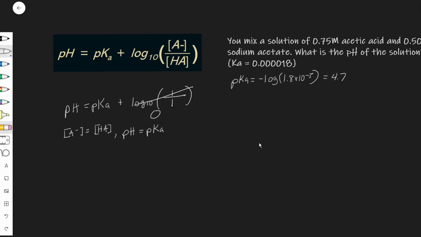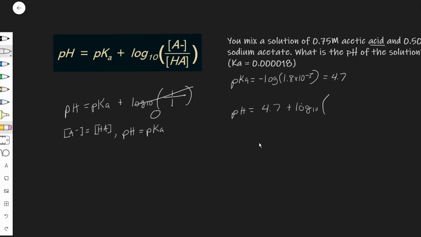So we know A minus, HA, pKa. pH is the thing we don't know. So let's say pH equals our pKa, 4.7, plus the log 10 of our A minus over HA. Now, which one is A minus? Acetic acid is going to be your acid, and then your sodium acetate is going to be your acid salt.